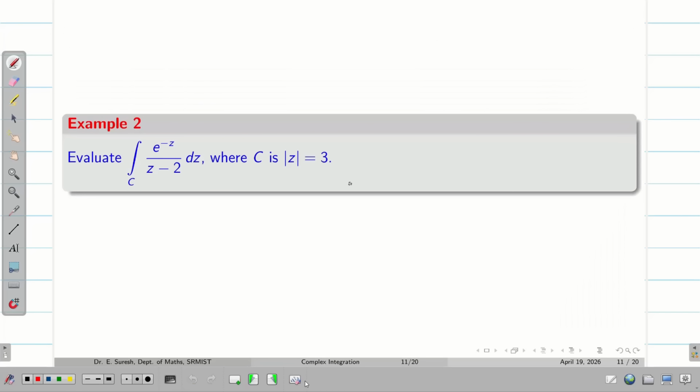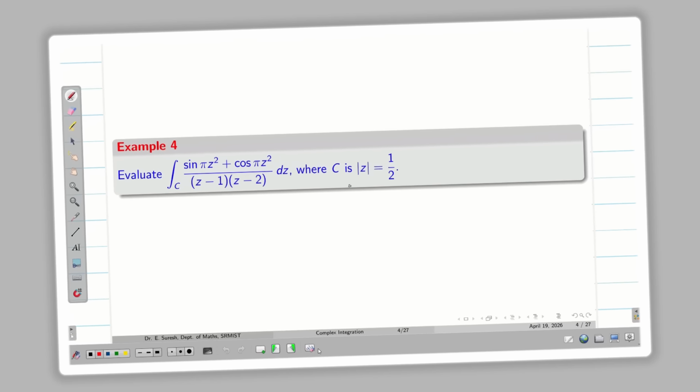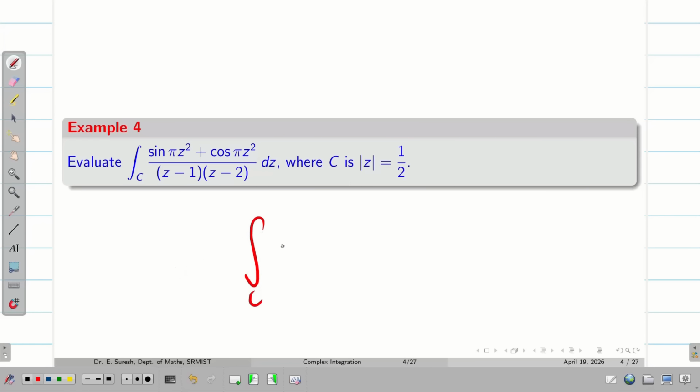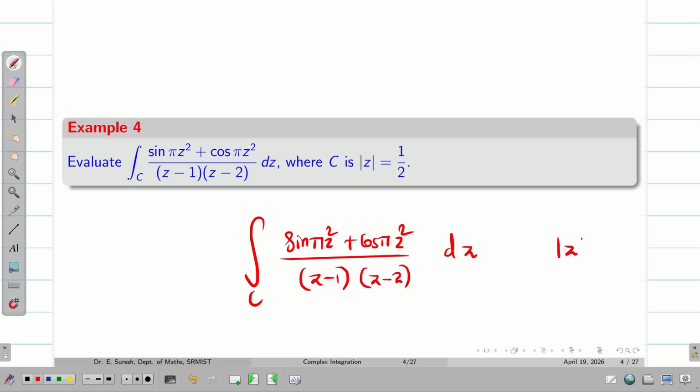So we saw 3 problems in our part 1 video. In today's session, we are going to deal with a challenging problem. Evaluate the integral over C of (sin πz² + cos πz²) divided by (z minus 1)(z minus 2) dz, and the given region is mod z equal to 1 by 2. Now in this problem, the denominator consists of 2 terms. Let us see how to solve this.